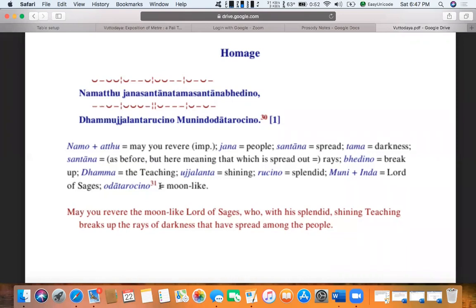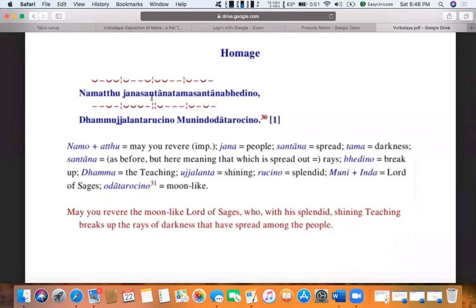It is actually a taddhita, upama taddhita, odata rochiviya, odata rochi. So munindocha so odata rochita rochi chati munindodata rochi. So the moon-like Lord Buddha, the Buddha who is like the moon. These two words are two adjectives that explain why Buddha is similar to the moon.